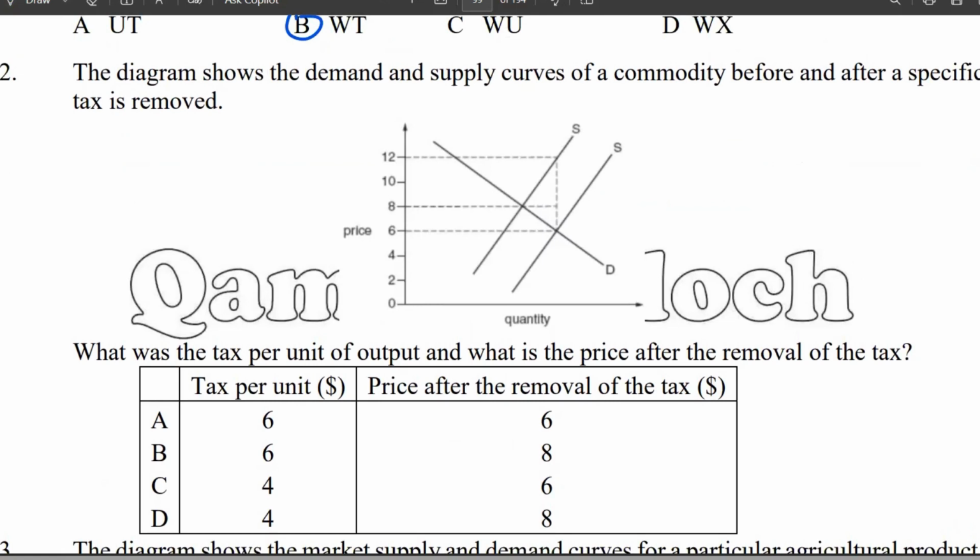Okay, so I'm showing another question. This is like for subsidy. Just try this question, question number 2. I can explain this question if you are struggling with it.